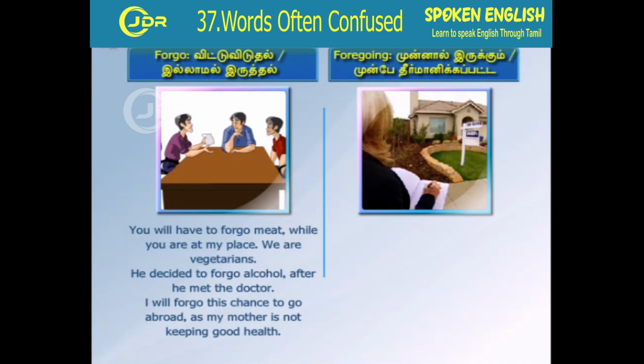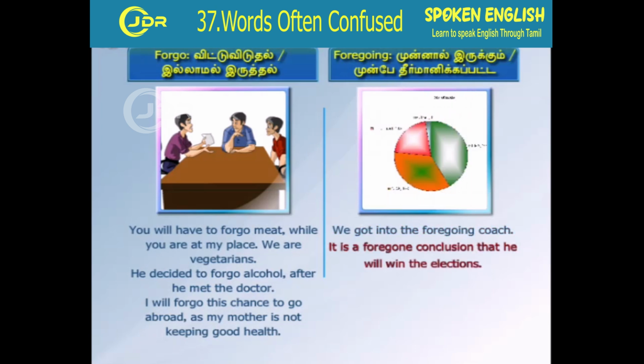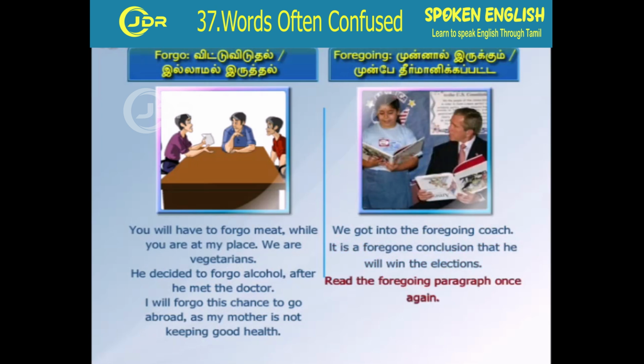Foregoing. We got into the foregoing coach. It is a foregone conclusion that he will win the elections. Read the foregoing paragraph once again.